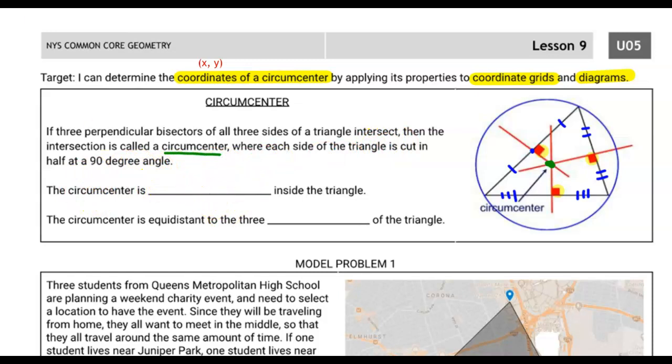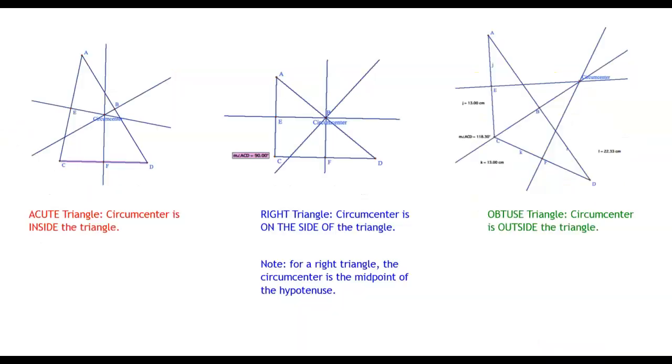The circumcenter is sometimes inside the triangle. Why do we say sometimes? It looks like this circumcenter is in the center of the triangle, or inside the triangle. Well, it turns out that there are some types of triangles for which the circumcenter lies either on the edge of the triangle or outside the triangle. The location of the circumcenter depends on the type of triangle it is, specifically the type of angles that the triangle has. For example, an acute triangle has a circumcenter that is inside the triangle. You can see all of these are perpendicular bisectors, and they meet at a circumcenter which is inside the triangle.